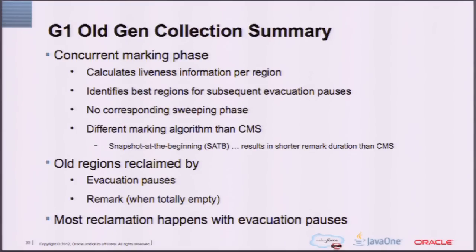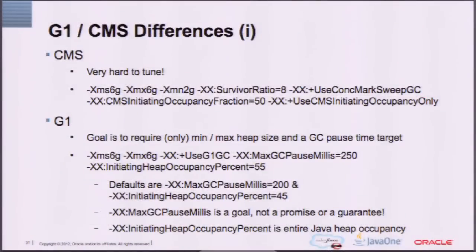Remark and initial marks at times could be rather painful from the standpoint of duration of time in CMS. G1 uses this thing called snapshot at the beginning, SATB, and it's a very, very fast remark. I have seen very, very few applications that have a lengthy remark phase. So old generation regions are collected by evacuation pauses. These are stop-the-world pauses because they're being done at the same time as minor GCs. And the ones that are completely empty can be collected at the end of the remark phase. But reality is most reclamation happens in the evacuation pauses.